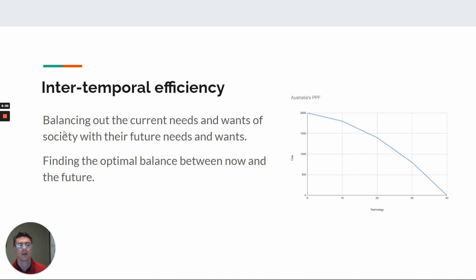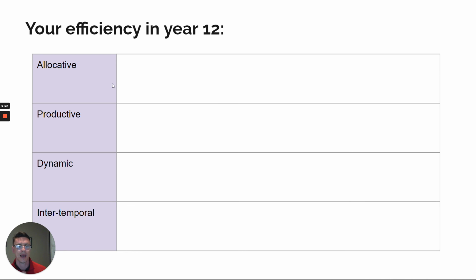Okay. Now, finally, I want you to apply these to your life. I want you to think about, and I sort of alluded to some of these already, how would you achieve these 4 types of efficiency in your Year 12 journey to come?